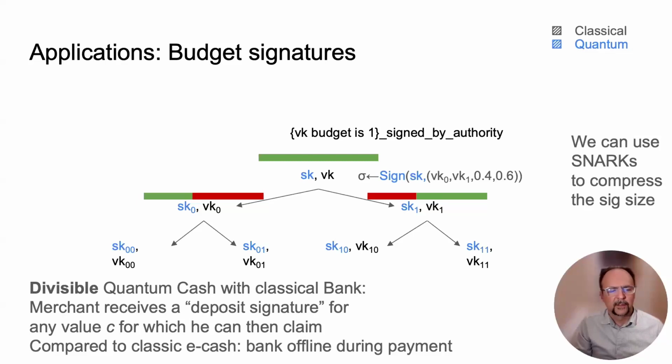Some immediate applications here is what we can call divisible quantum cash with a classical bank. So the merchant would eventually receive a deposit signature for any value C that the signer is willing to produce, and then he can claim that value from the bank. Now, if you compare that construction to classic eCash, you can observe that this has this unique property that the bank is completely offline during payment, but the merchant can be absolutely certain that the payment has gone through, as long as they can verify the certification of the budget signature.